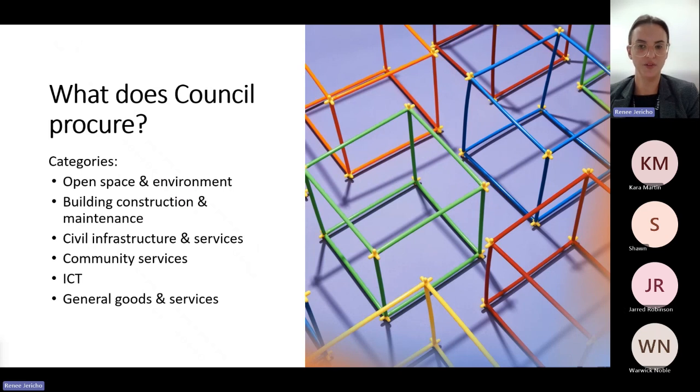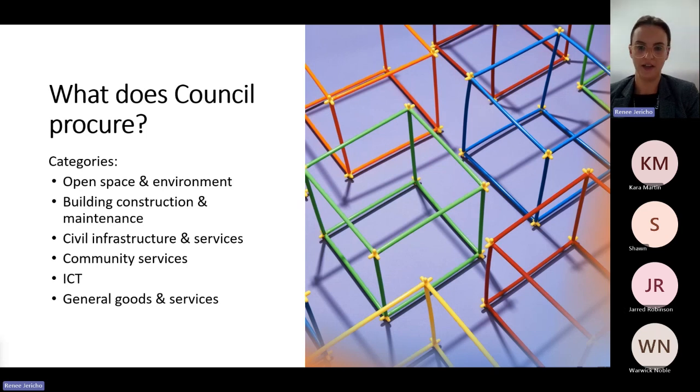We can divide the goods and services council buys into 6 main categories. The first category is open space and environment, and this includes things like road verge, weed spraying, slashing, plant hire, and the purchase of products like mulch and pesticides. The second category is building construction and maintenance, and this includes the engagement of electricians, plumbers, carpenters, pest control, glass repair, fencing, painting, the installation of solar panels, security services, and the purchase of hardware.